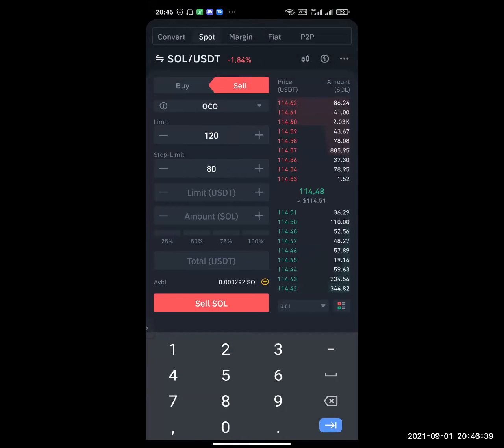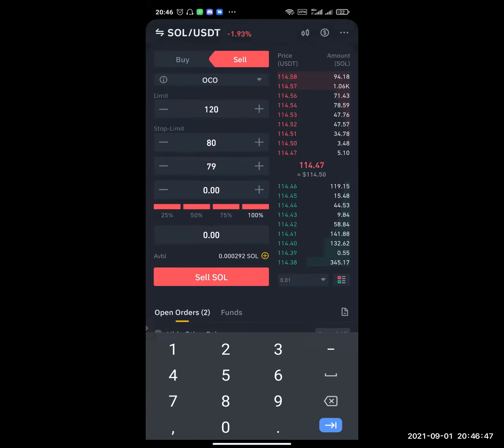And then 79. So you click your 100% and then you sell. It goes up, hits 120, you're in profit. It goes down, hits 80, it triggers your stop loss, and then closes the trade for you at 79. You are still in profit either way. But even if you're not in profit yet, you can still use OCO to minimize your loss. So is that understandable enough?